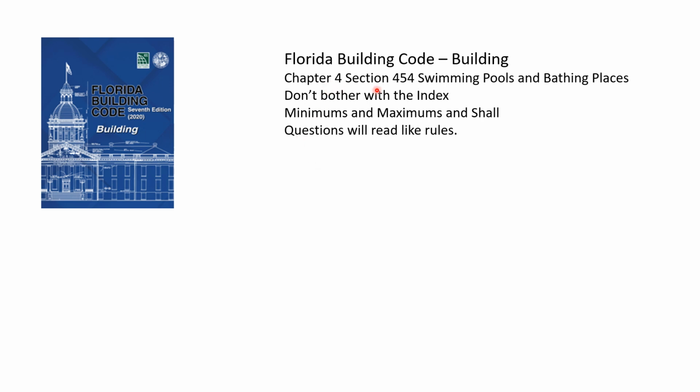There's just chapter 4. There's a section 454, which is about swimming pools and bathing places. It says, don't bother with the index. The index will not help you in this book. Minimums and maximums and the word shall. So you're going to look for minimums and maximums, and shall means it's got to be a certain way. It's a law. And all these things really do agree with the ANSI as well. But you need to be aware of this section in this book. Questions will read like rules because they are rules.